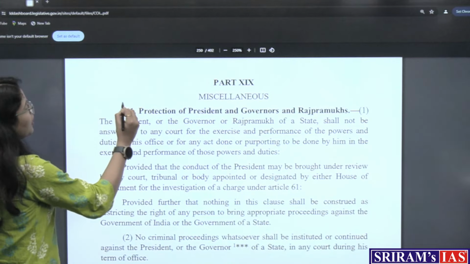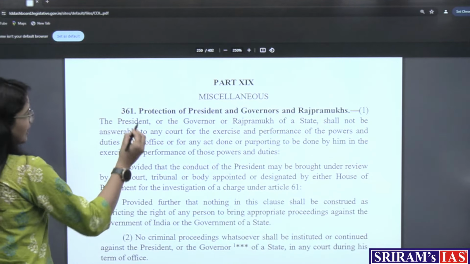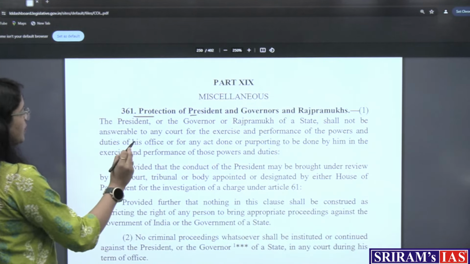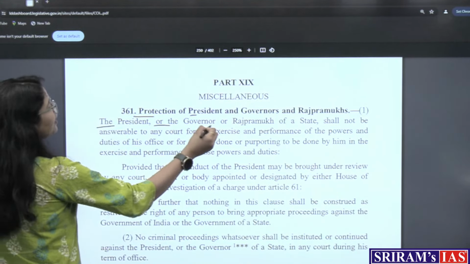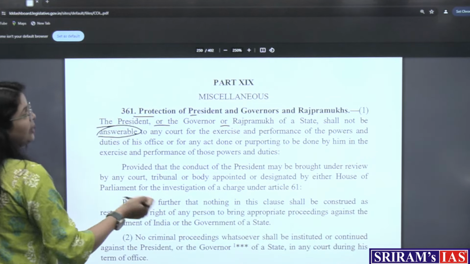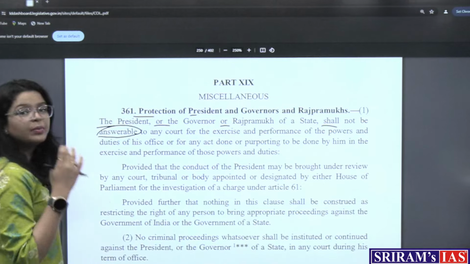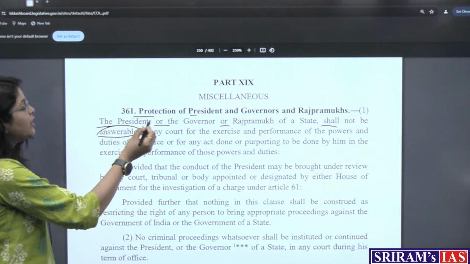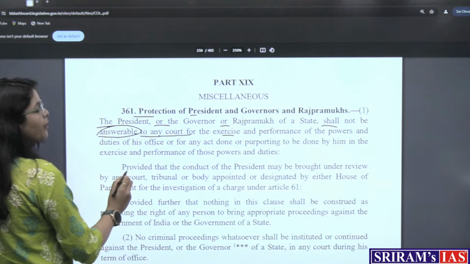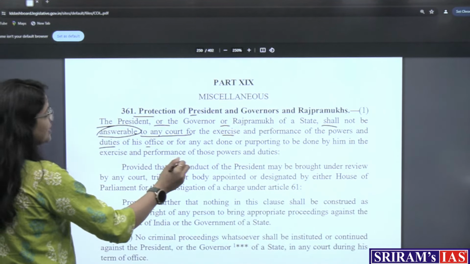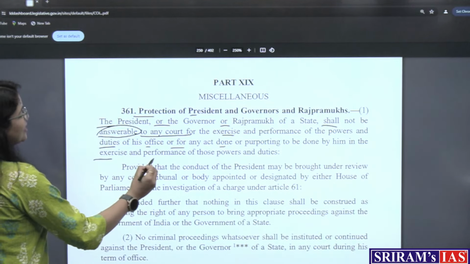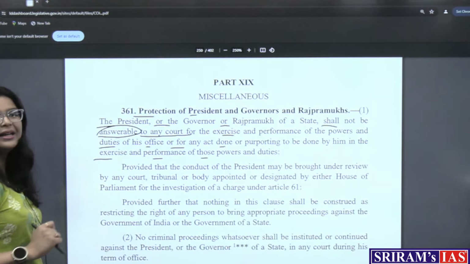If you talk about Article 361, it states about the protection of President and Governors and Raj Pramukhs. The President or the Governor or Raj Pramukh of a state shall not be answerable. That means this is a mandatory provision. They are using the word shall here. To any court for the exercise and performance of the powers and duties of his office, or for any act done or purporting to be done by him in the exercise and performance of those powers and duties.